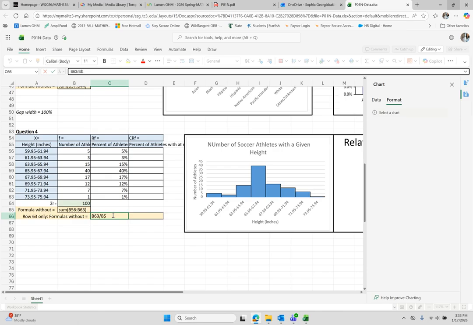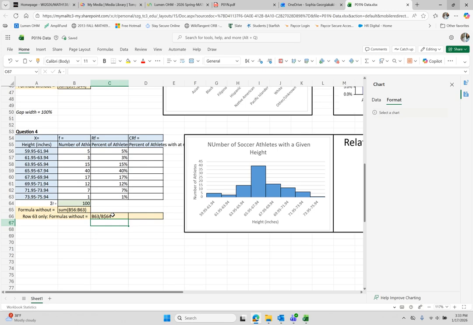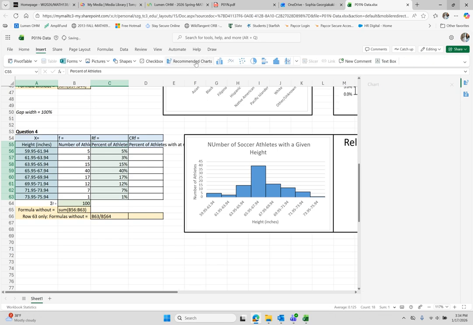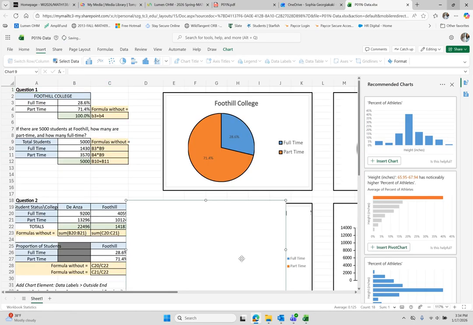It should be $64. That was the formula. And then I want to insert the chart. So to insert the chart, I will highlight the heights in the classes. I will let go. I will move my cursor to the title, percent of athletes. Before I click on that and select that column, I will press the control button and hold it. And then I'm going to highlight the title of relative frequencies and the relative frequencies. When I'm done, I will insert a recommended chart of this bar graph.